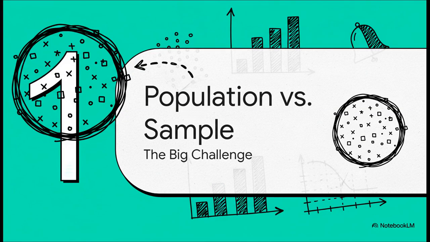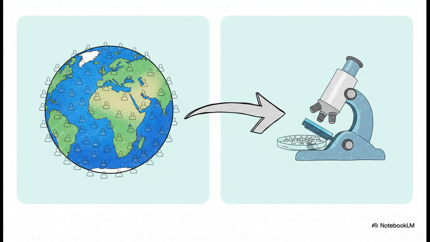And at the very heart of this whole challenge is one fundamental idea: the huge difference between a population and a sample. Think of it like this. The population is everyone we're interested in, like every single person in the world with high blood pressure. That's a massive group. We could never study all of them. So what do we do? We grab a sample, a much smaller, manageable group that's chosen from that larger population.